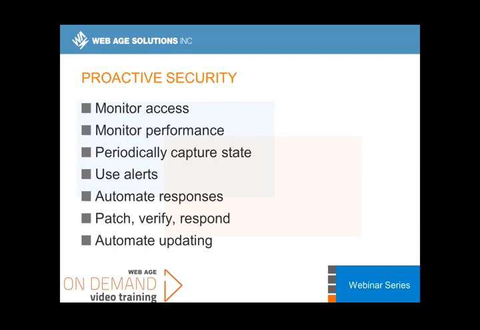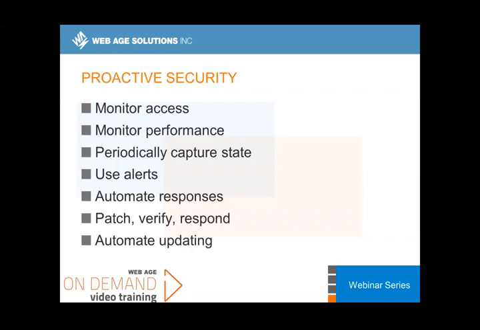Also periodically capture state. Within cloud, what we can do is look at our objects, look at the state of the objects, capture that state, and that state can be used to compare, whenever some kind of attack happens, to what was destroyed, what was lost, and we can also restore objects by restoring a certain previous state. Always use alerts on your monitoring, on your access, and on your state.